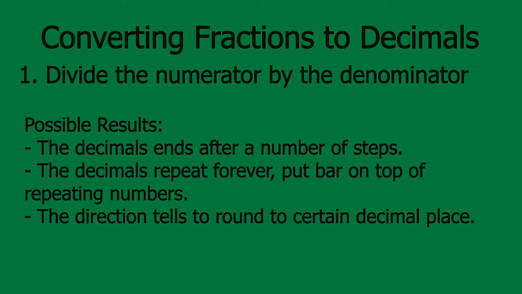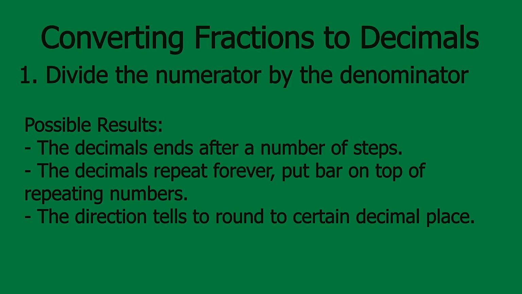Now, in order to convert a fraction into a decimal, there's actually only one step that you have to follow. You're going to get the numerator of the fraction, which is the top part, and divide it by the denominator of the fraction, which is the bottom part. After you divide it, this is where it gets interesting.